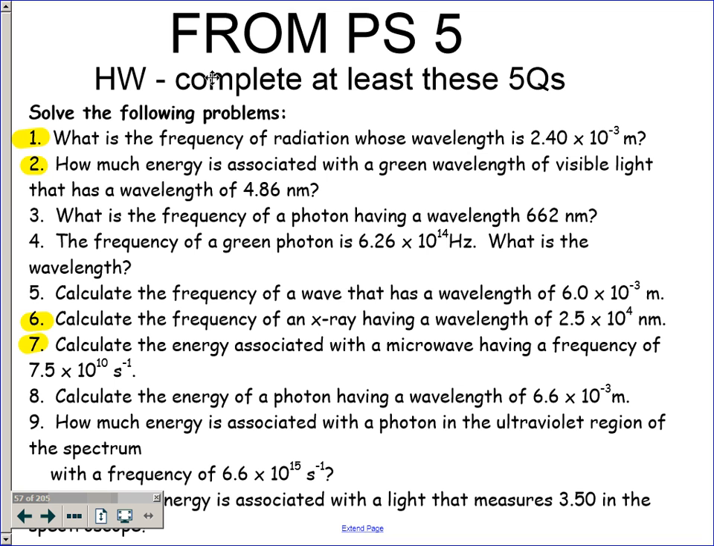So I want you to do 1, 2, 6, 7, and 10. You're writing this down because I'm giving a special opportunity here. I'm going to keep my homework as it is, problem set 5. You're doing questions 1, 2, 6, 7, and 10. Turn and talk to the person next to you on how you would approach 1.